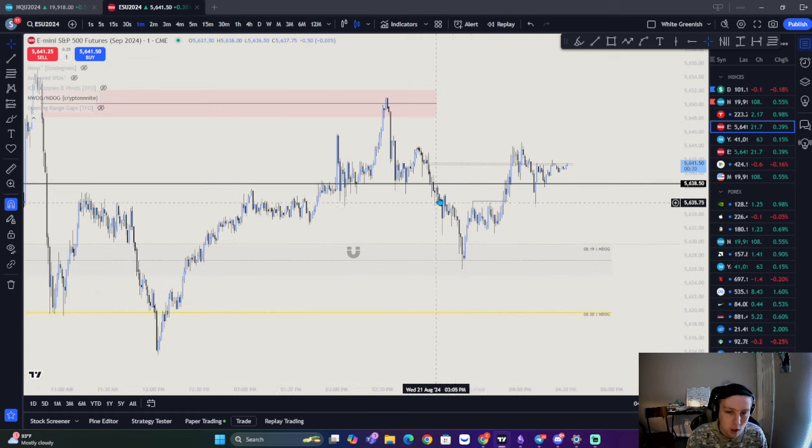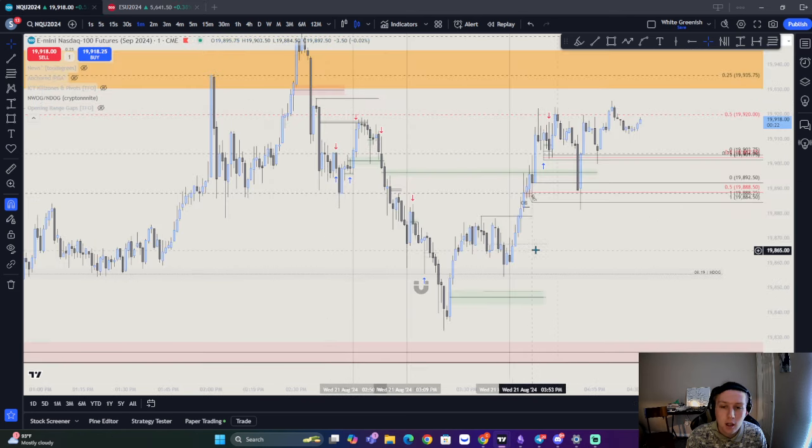If we pull up ES, it drew right into this new day opening gap right here, and then we pulled off that and took this buy side liquidity. So we entered a buy program right there.